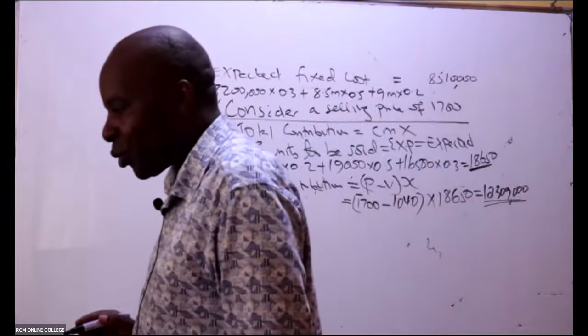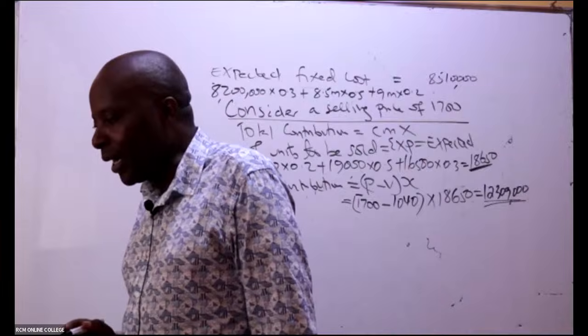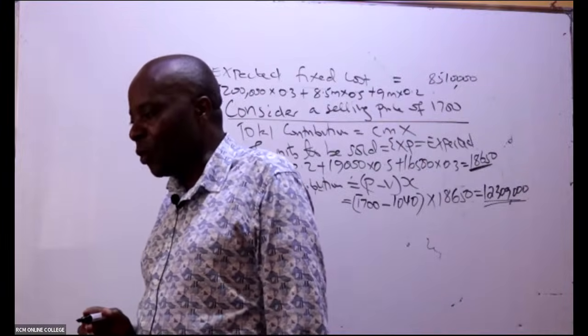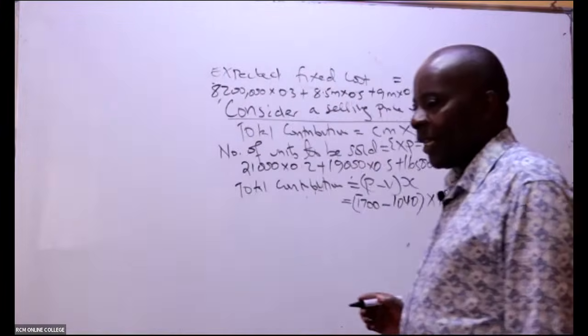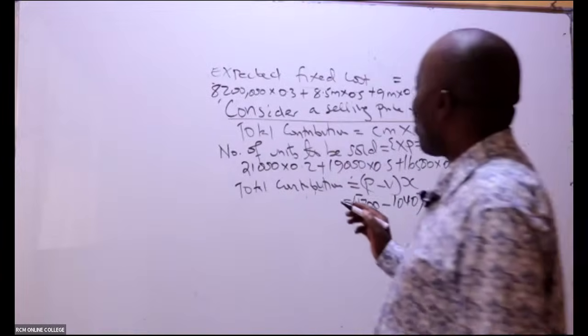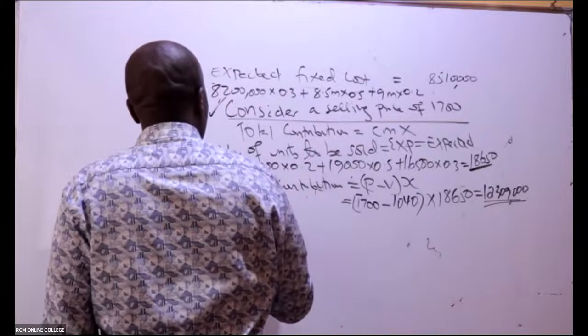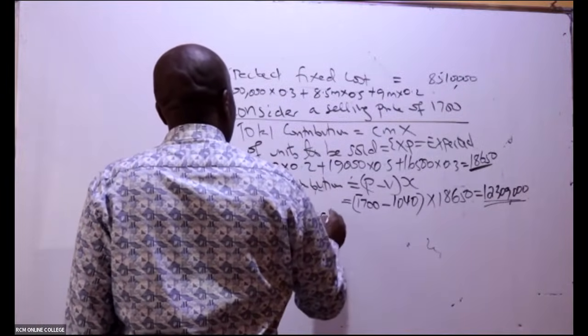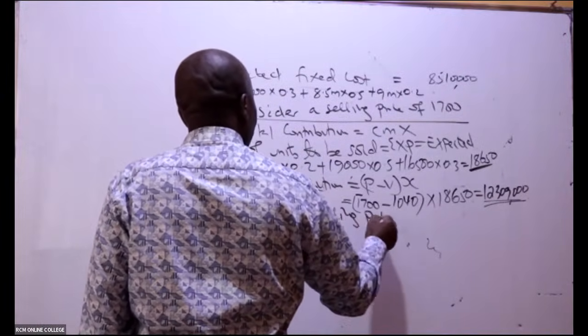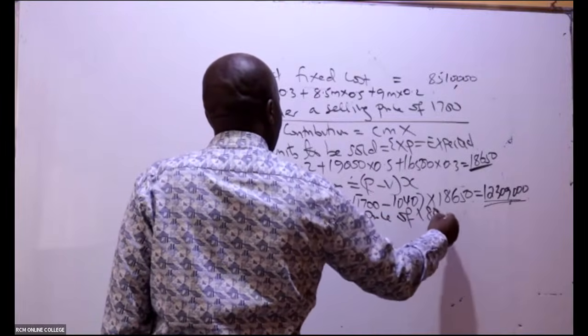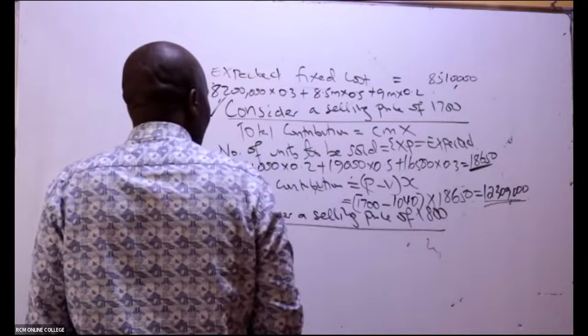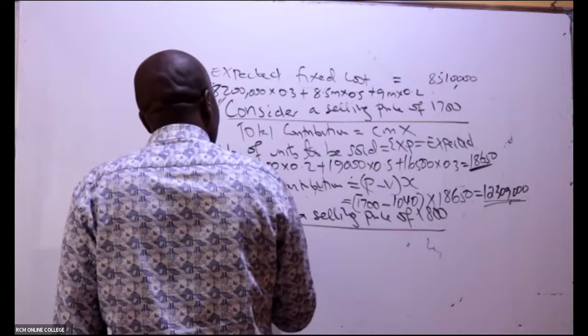Somebody should be able to help show how we got that 1040. All right, then go ahead and consider a selling price of 1,800. So here I need to get the number of units to be sold.